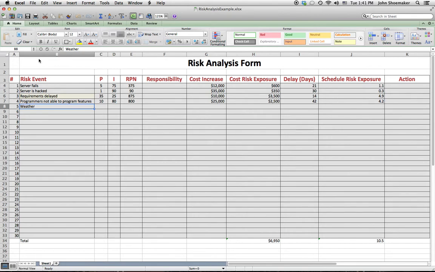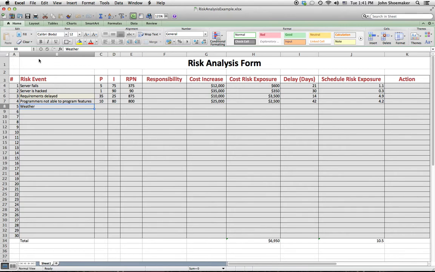The range is going to be somewhere from 1 to 99. Why not 0? Well, if the probability of a risk event occurring is 0, then it's not really a risk. Remember, risks are things that might happen.